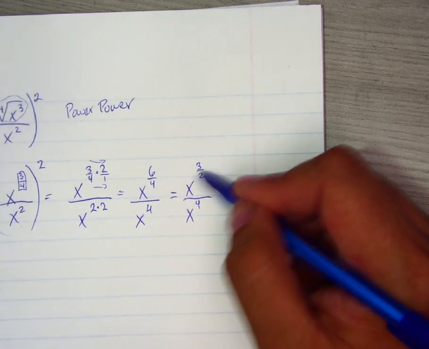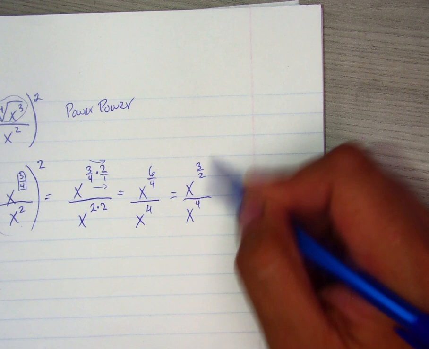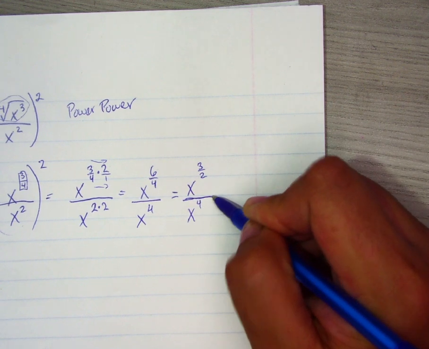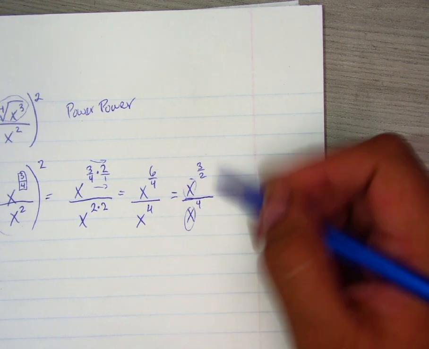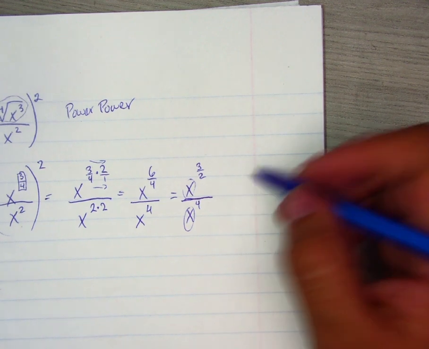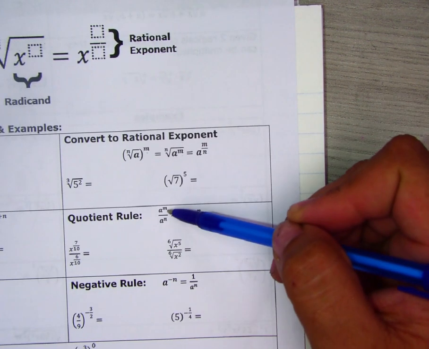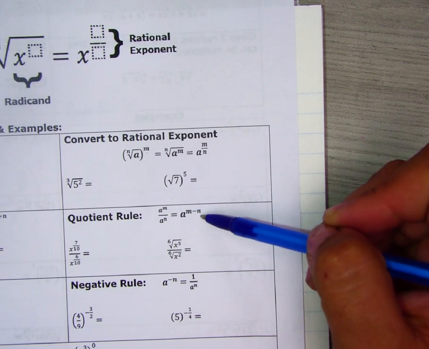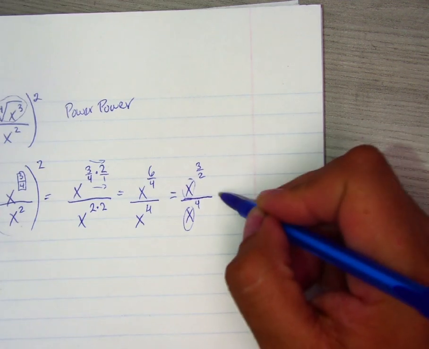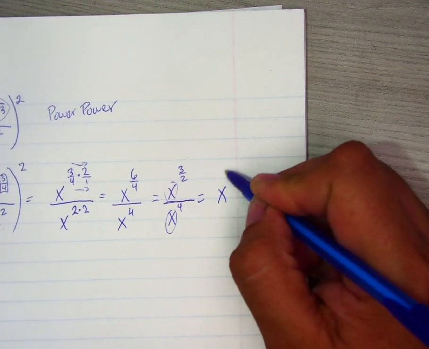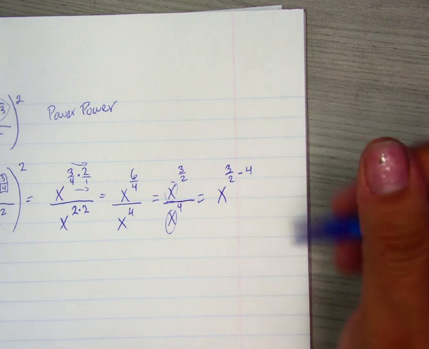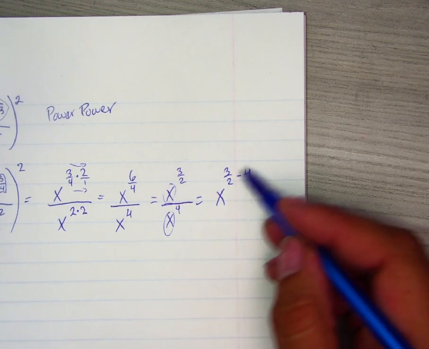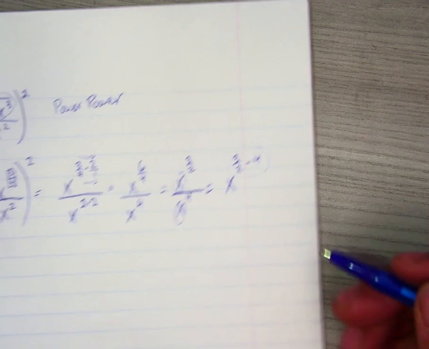Now we are left with this. So this is you realizing that you are dividing the top by the bottom, and they both have the same base. So this is where you use the quotient rule, which is when you divide by the same base, you subtract the exponents. So what's going to happen here is that you're going to write the exponents being subtracted from each other. And now we're going to focus on subtracting these two.